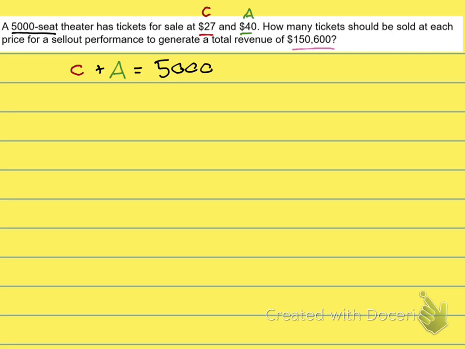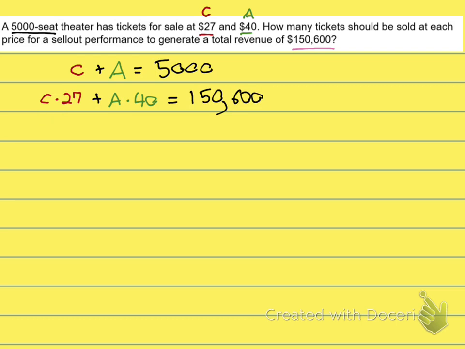Now, the other equation is a weighted equation. However many child's tickets, we're going to multiply that times 27. Now we're going to do the same thing for the adults' tickets. We are going to take our number of adults' tickets and multiply that times 40. And then that is going to give us our total, so that is going to be 150,600. And that makes sense because if I have one ticket here, 1 times 27 is 27. If I have 2, 2 times 27 is 50 something, right?